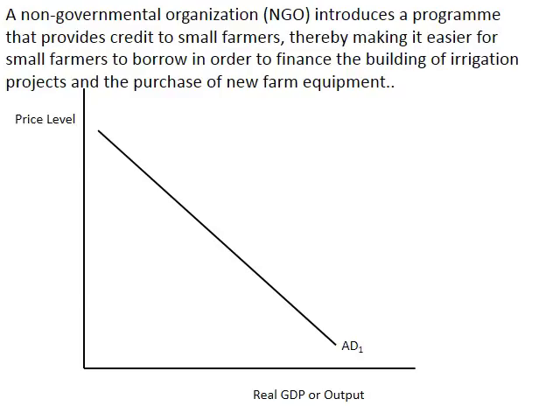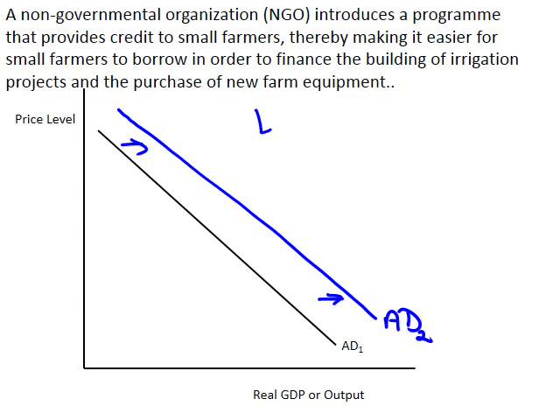So a non-government organization, an NGO, introduces a program that provides credit to small farmers. So it's easier for small farmers to borrow in order to finance building of things like irrigation projects and the purchase of new farm equipment. So if they're buying more, again, capital, because they've got the funds to do so, the AD curve will shift to the right. And the component is investment.